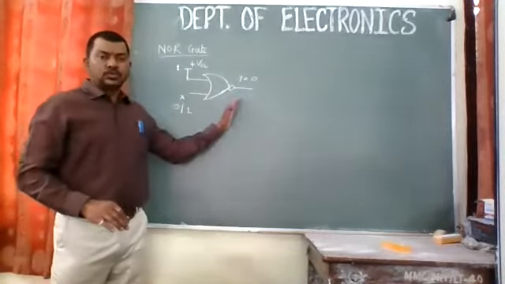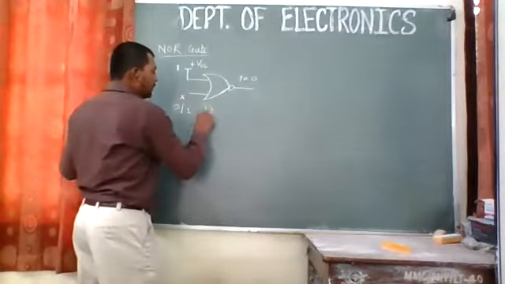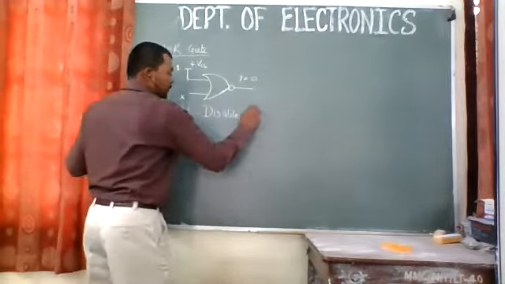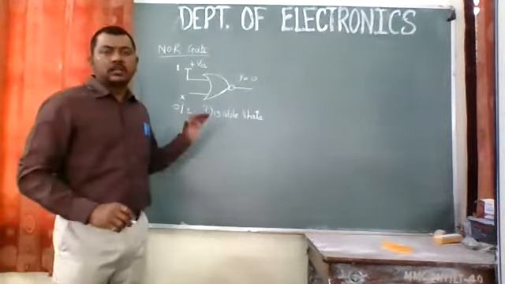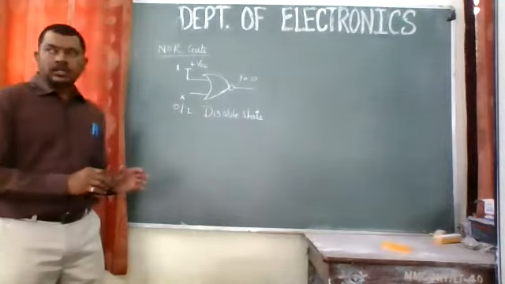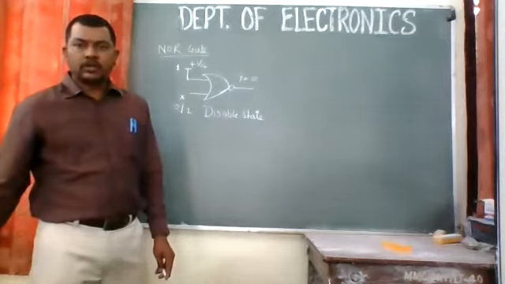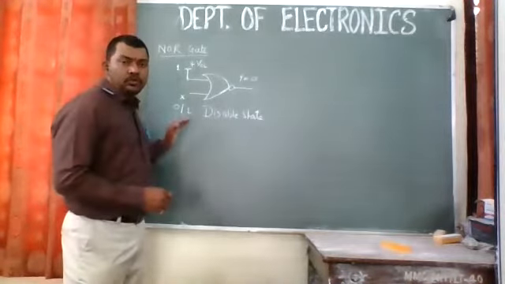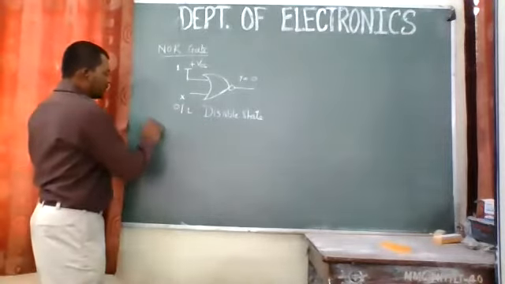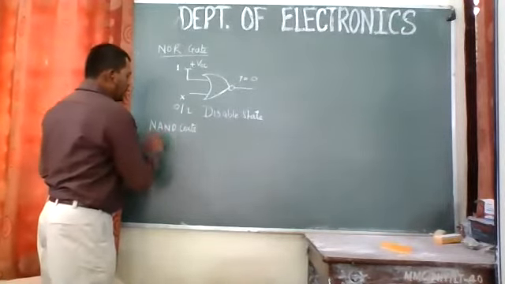Since the output remains 0, that is why we call this situation of a gate the disable condition, the disable state, and this is for a NOR gate. As far as a NAND gate is concerned, if we want to use the NAND gate, we can use it in a different condition, and that we are going to call the enable state.